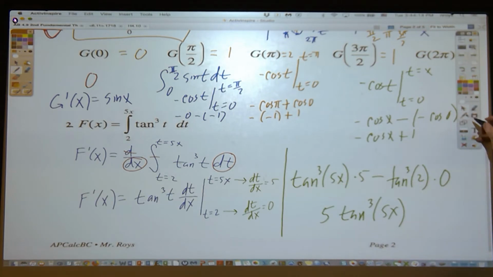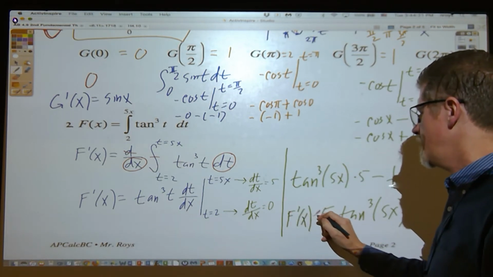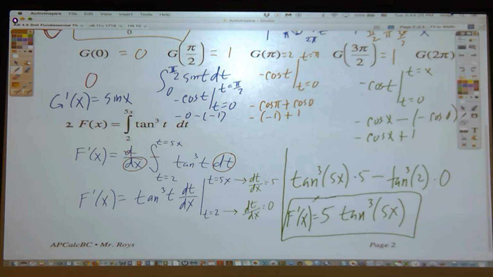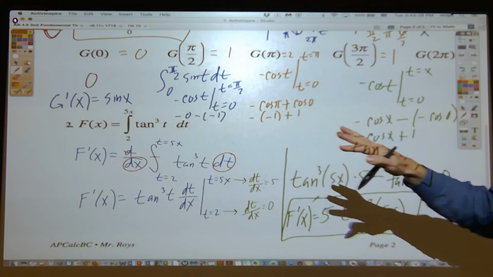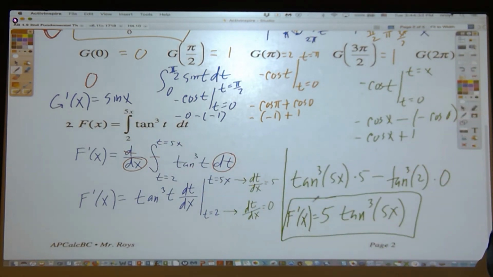And we can set this equal to 0 to find critical numbers. But for now, let's just write that as capital F prime of x equals 5 times tangent cubed of 5x. So you can see, just by putting a 5 in front of the x, that made this problem a little more complicated than just that trivial statement we saw on page 3. Let's go to the next page.